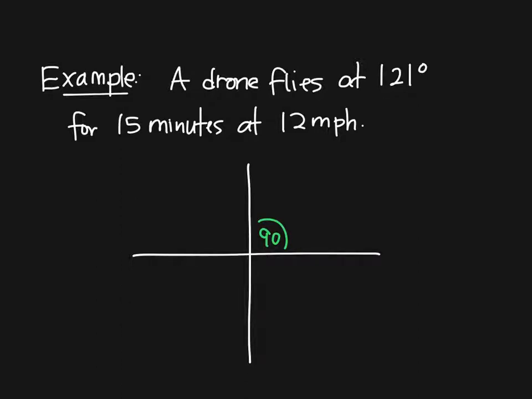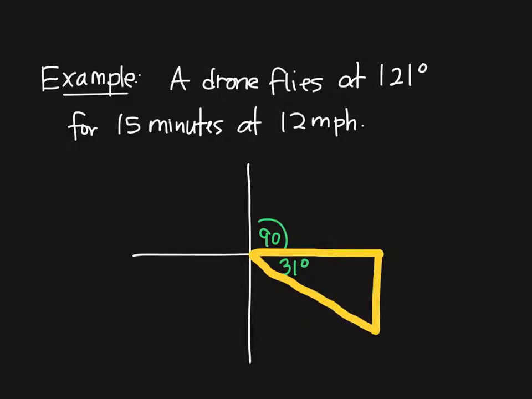So how many degrees beyond 90? 31 degrees. That's a total of 121 together. So just always double check your total to make sure you're up to 121 altogether. So my reference triangle for this drone would look like this.